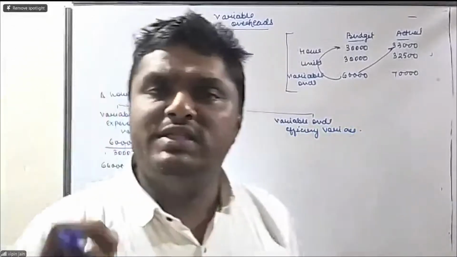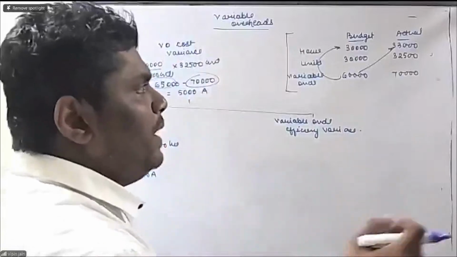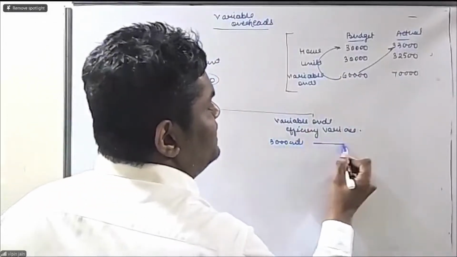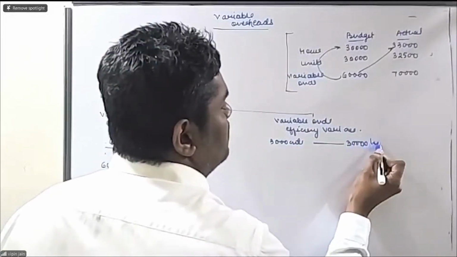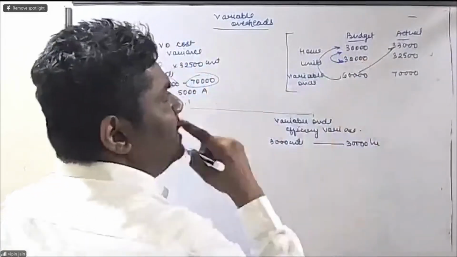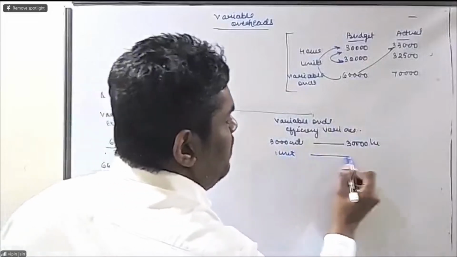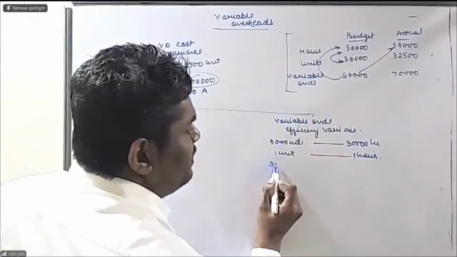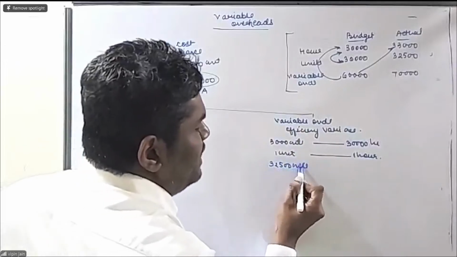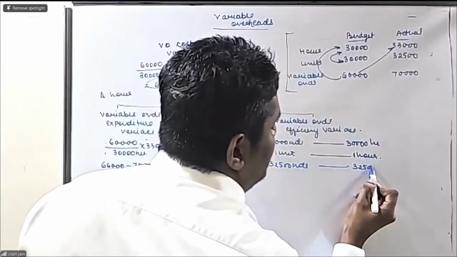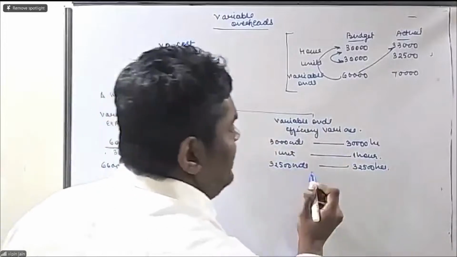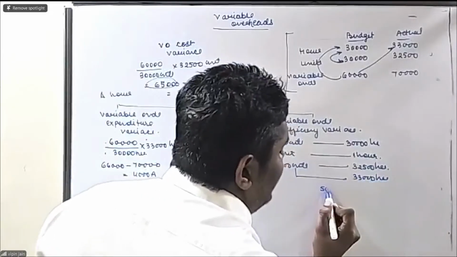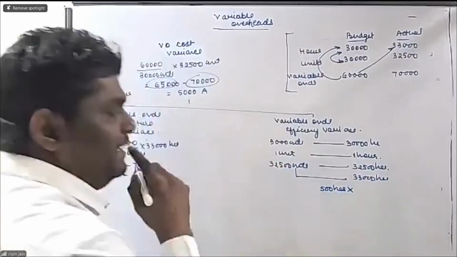Again, the same concept, the same pattern. Dev Kumar, please pay attention. 30,000 units, 30,000 hours. 1 unit, 1 hour. So for 32,500 units, how many hours? 32,500 hours. But we actually took how many hours? 33,000 hours. 500 hours is my inefficiency.